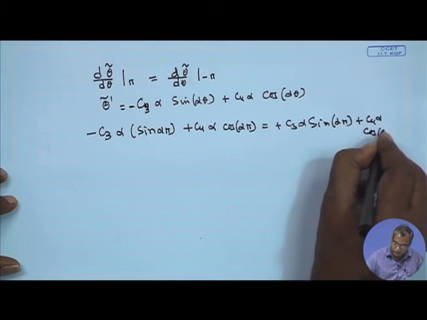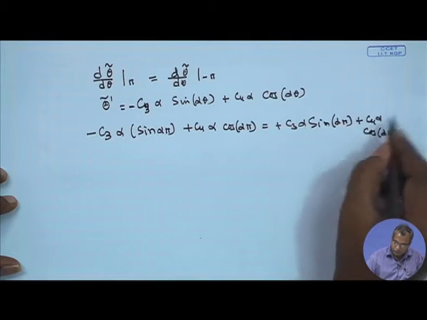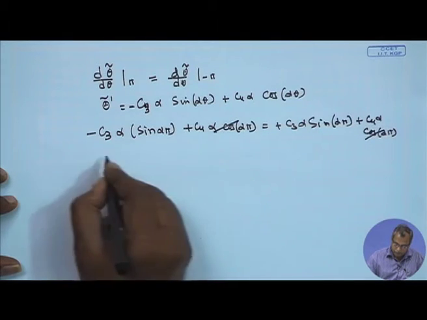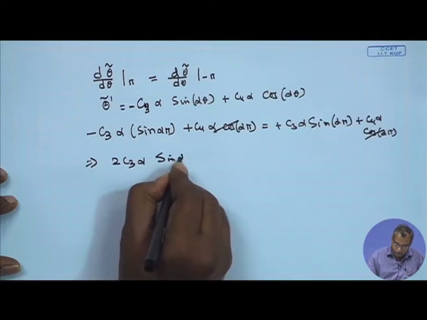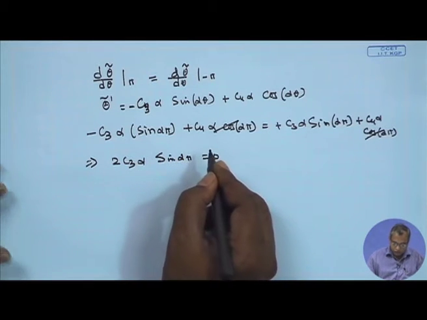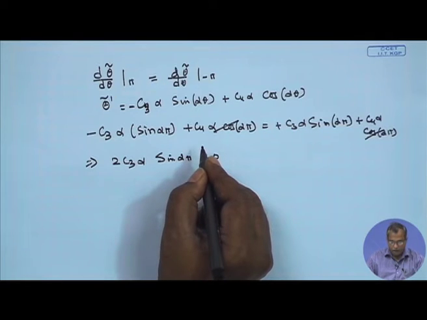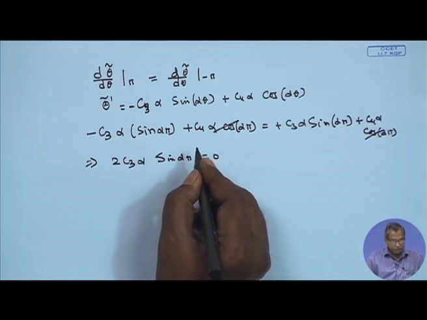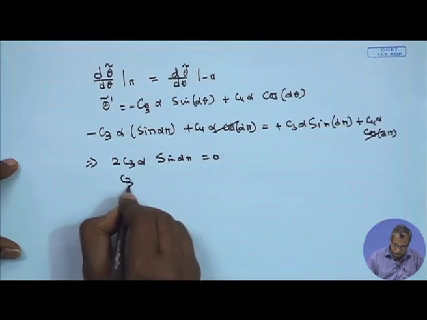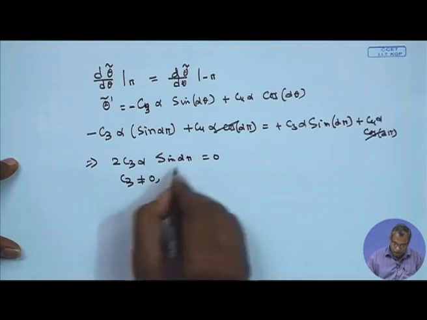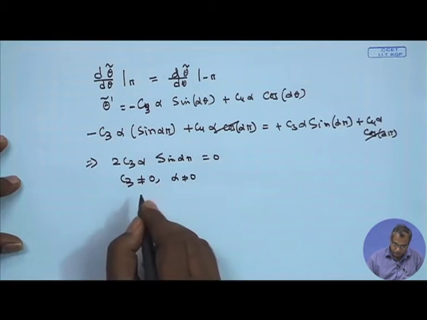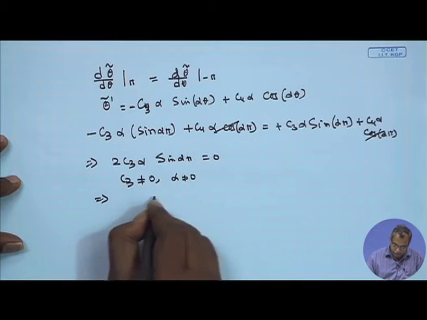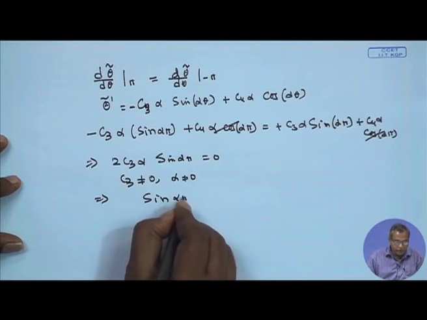This C4 alpha cosine alpha pi will be cancelling out, and again we will be getting 2 C3 alpha sin alpha pi is equal to 0. So in order to have a non-trivial solution, we should have that C3 is not equal to 0. Therefore alpha should also be not equal to 0, because alpha equal to 0 we have already considered. So therefore this becomes sin alpha pi is equal to 0.